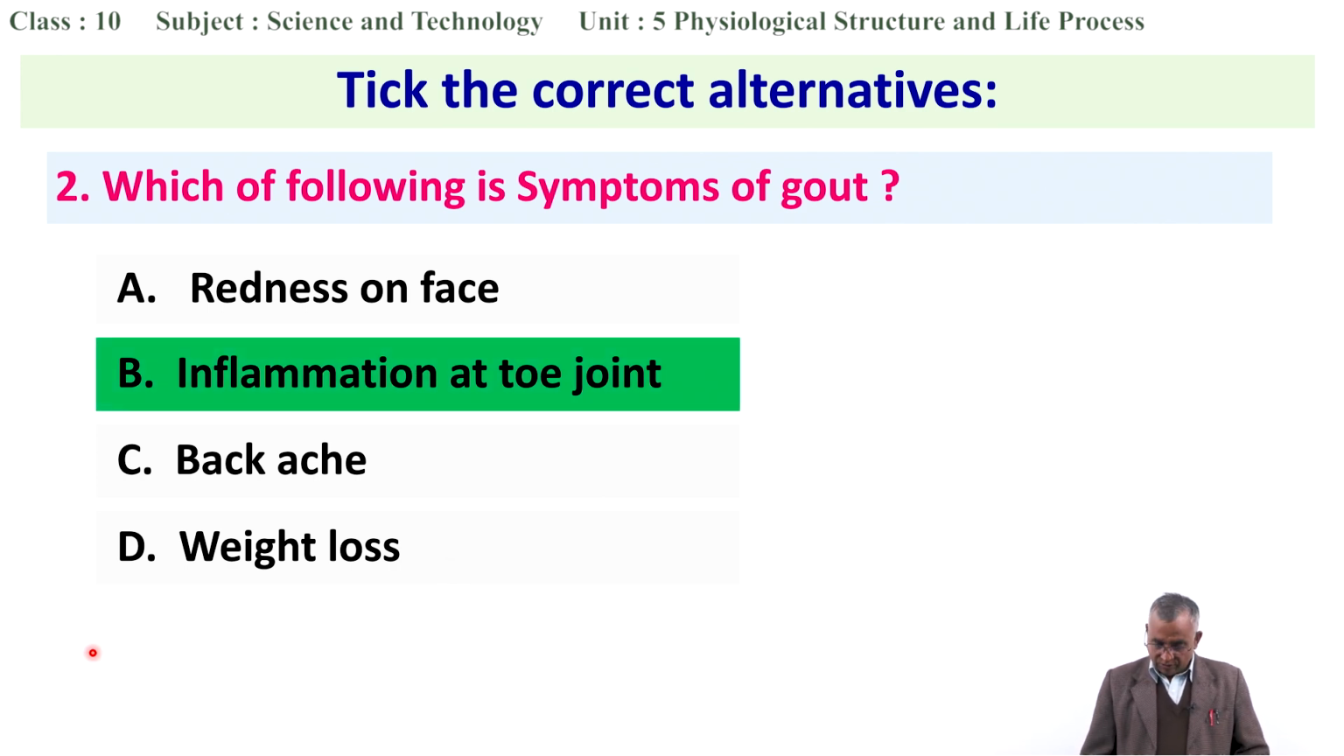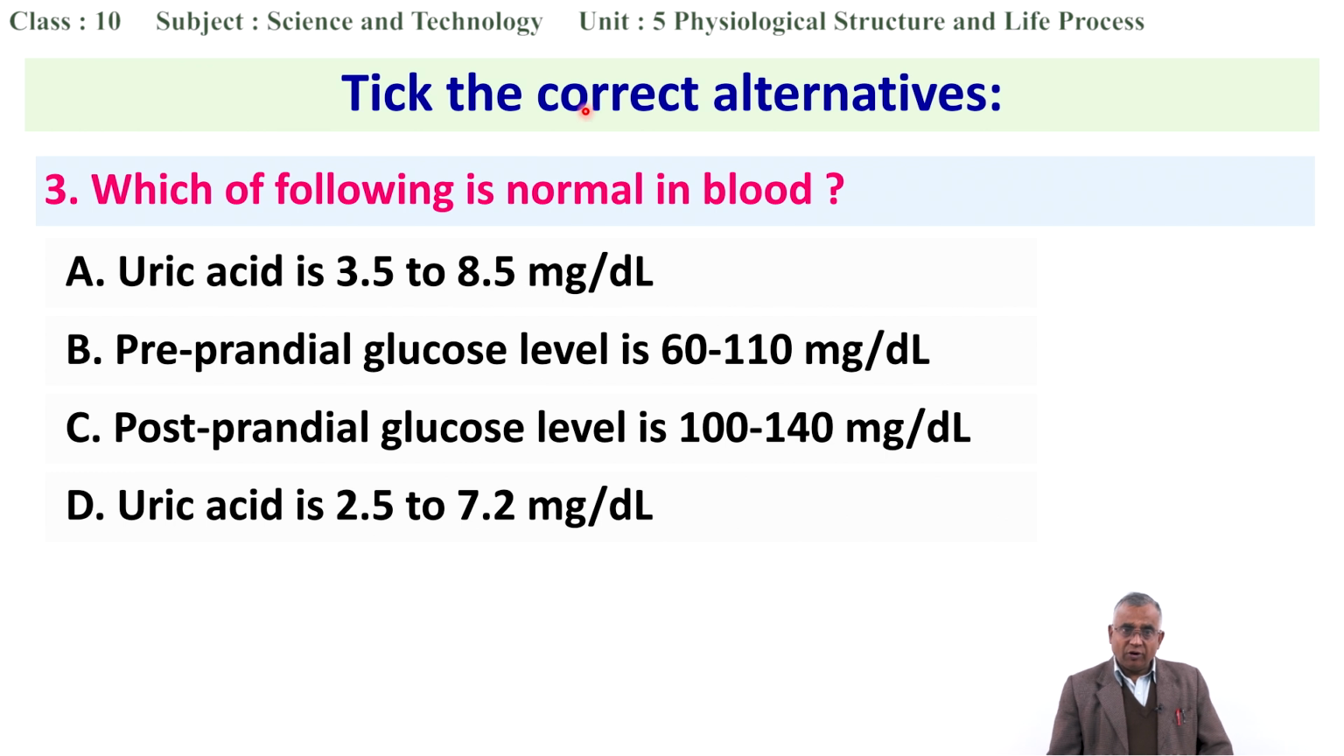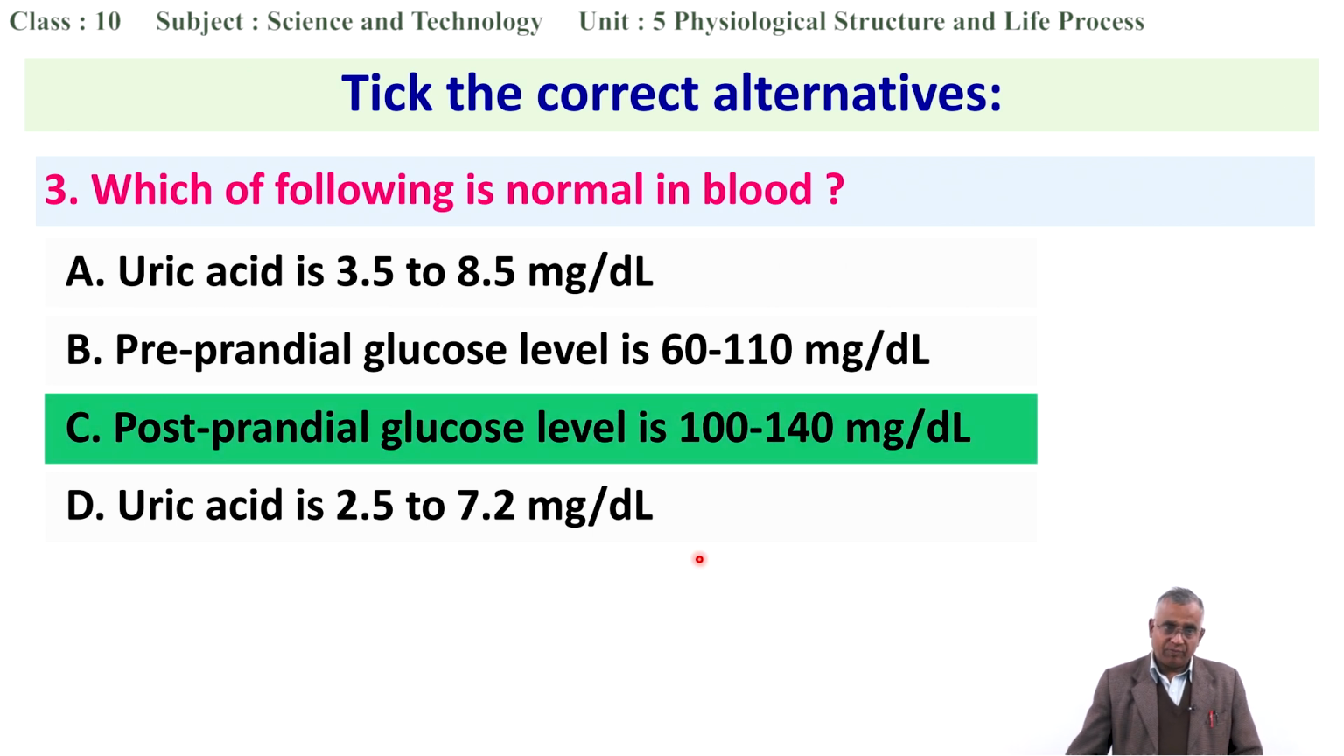Okay students, now see the next question. Which of the following is normal in blood? A, uric acid is 3.5 to 8.5 mg per deciliter. B, preprandial glucose level is 60 to 110 mg per deciliter. C, postprandial glucose level is 100 to 140 mg per deciliter. D, uric acid is 2.5 to 7.5 mg per deciliter. So you have to find the normal range. Postprandial glucose level is 100 to 140. Here it is given that it is below 140, so 100 is also below 140.